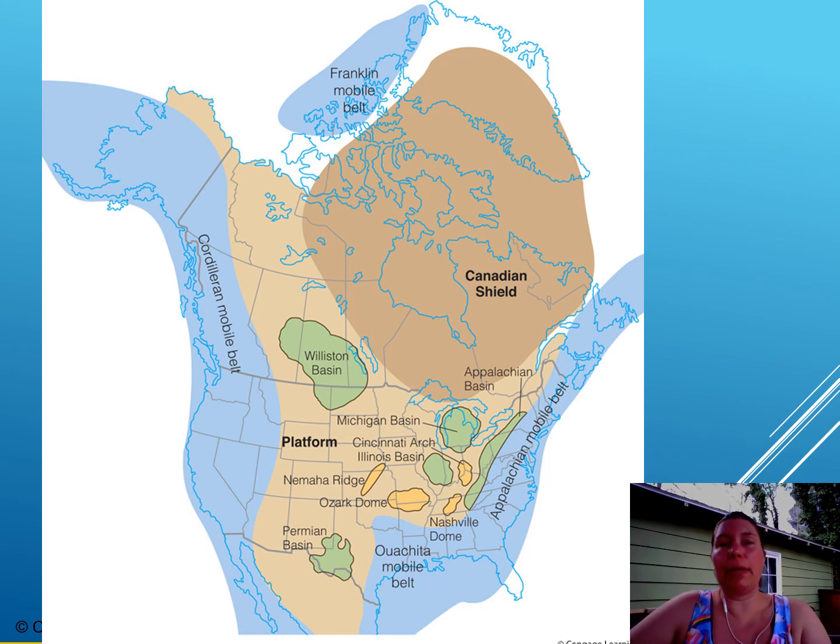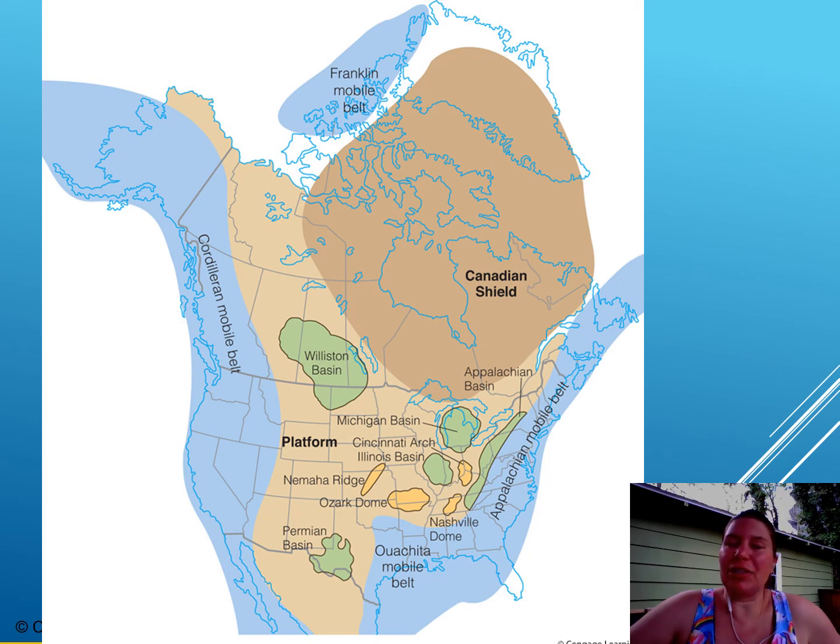So we're looking at the major cratonic structures and mobile belts of North America during the Paleozoic. In North America, there are 4 major mobile belts. We're looking at the Franklin, the Cordilleran, here's the Cordilleran right here. This is going to be kind of the baby part of the Rockies, so the very first thrust of the Rockies.